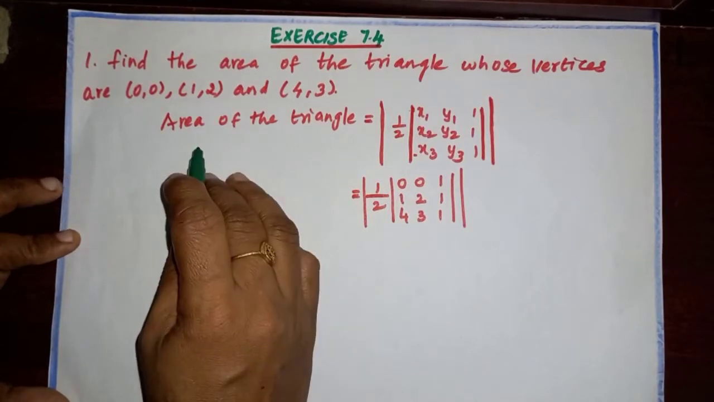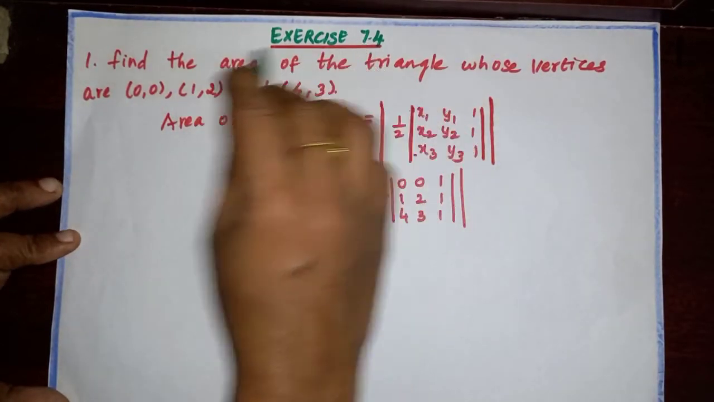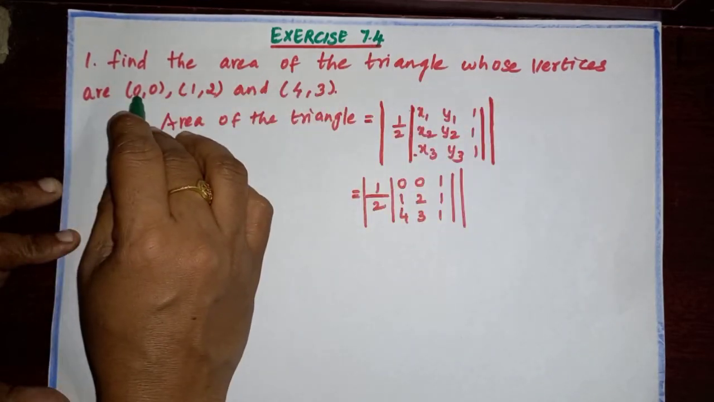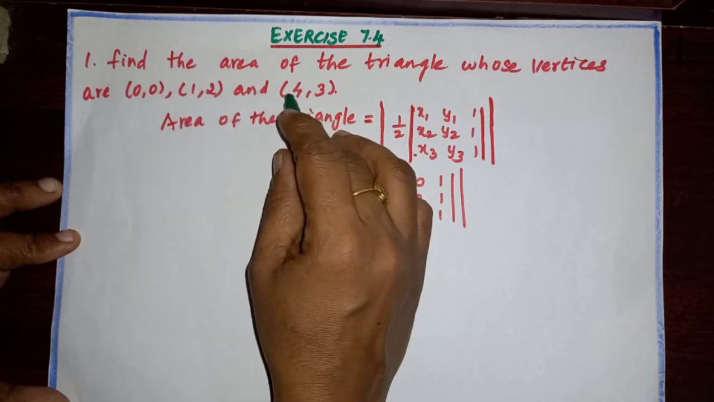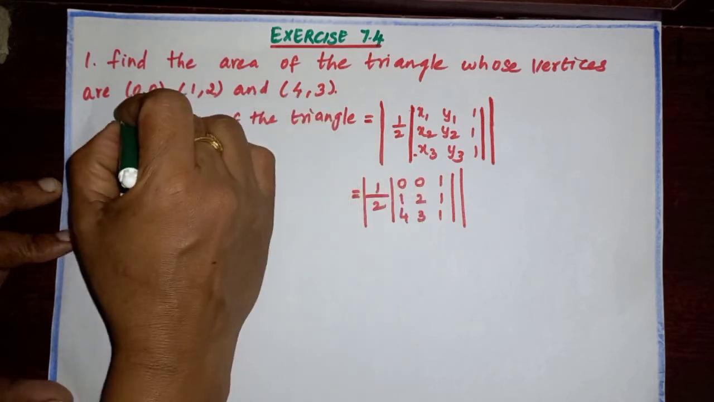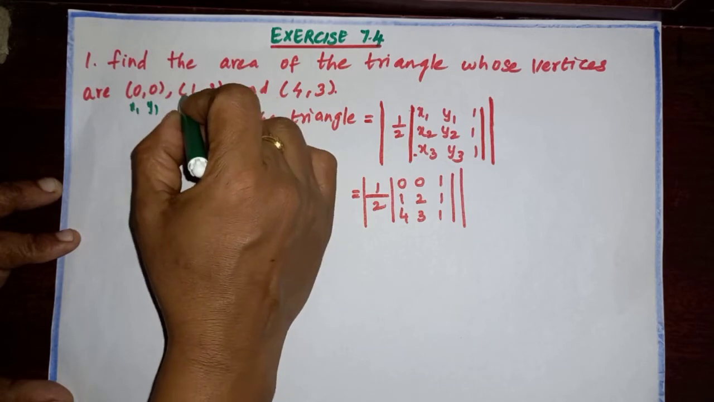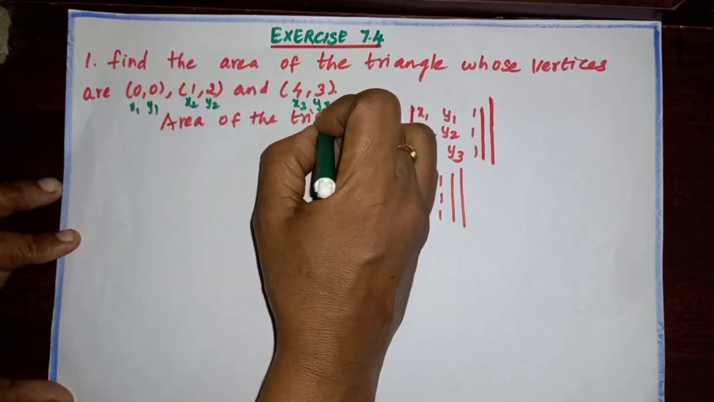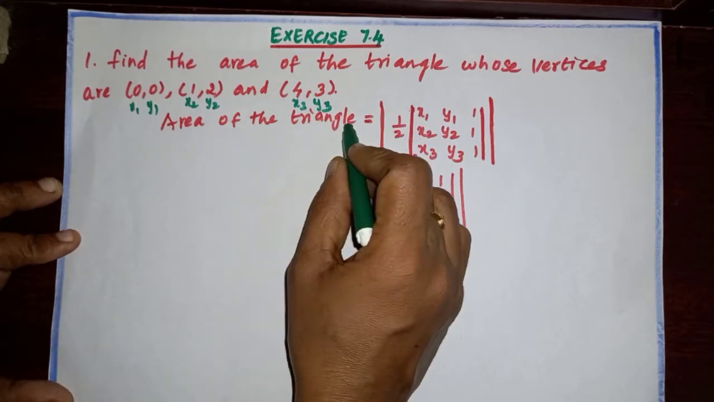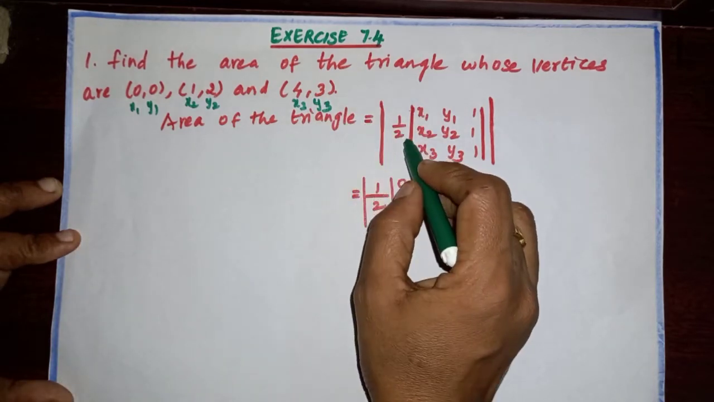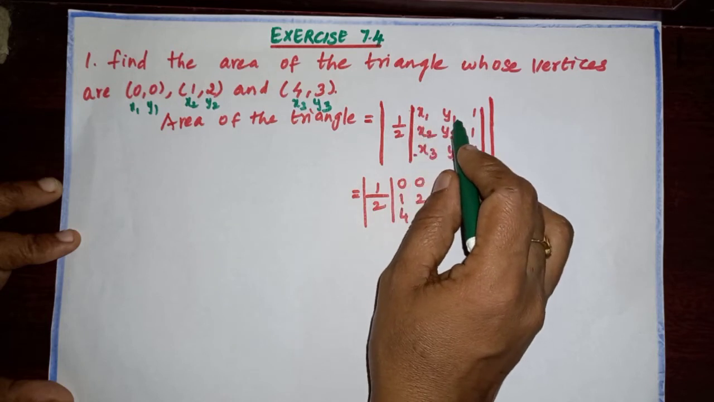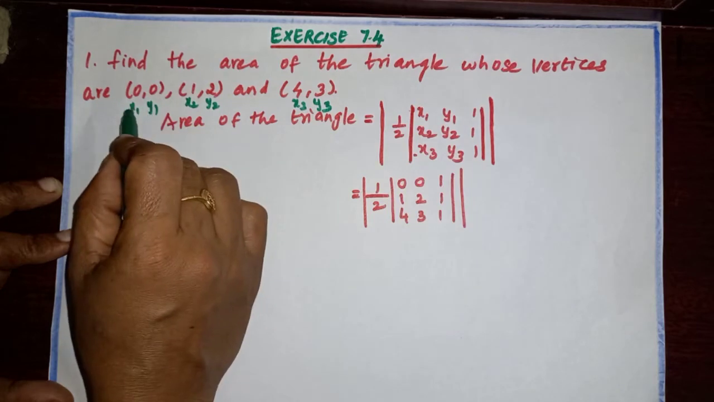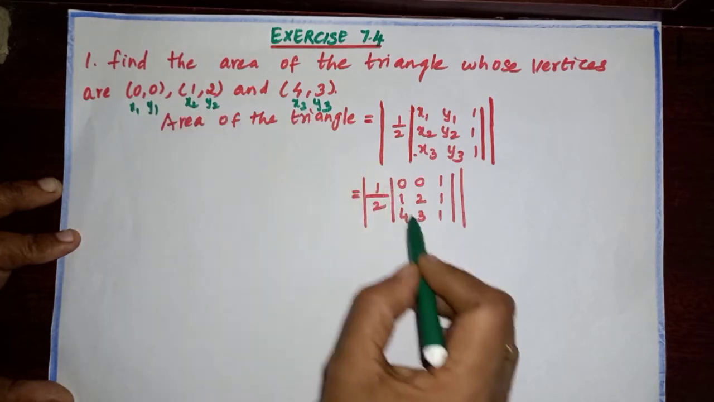Now we are going to see exercise 7.4. Question number 1. Find the area of the triangle whose vertices are (0, 0), (1, 2) and (4, 3). Consider (0, 0) as x1, y1, (1, 2) as x2, y2, and (4, 3) as x3, y3. The formula to calculate the area of the triangle is the absolute value of 1 by 2, determinant of x1, y1, 1, x2, y2, 1, x3, y3, 1. Now substitute the values of x1, y1, x2, y2, x3, y3.